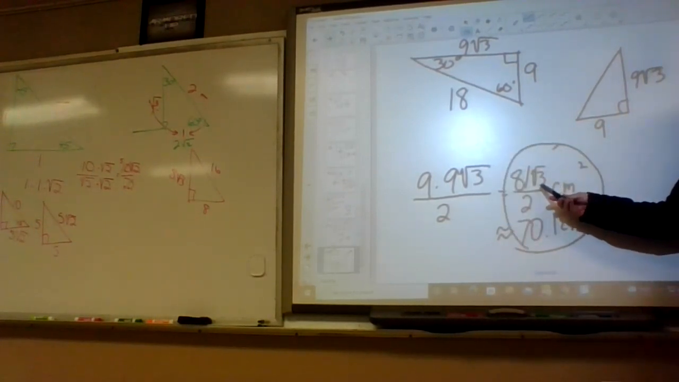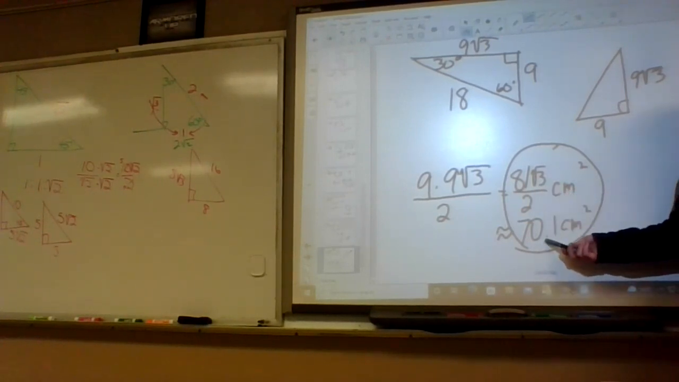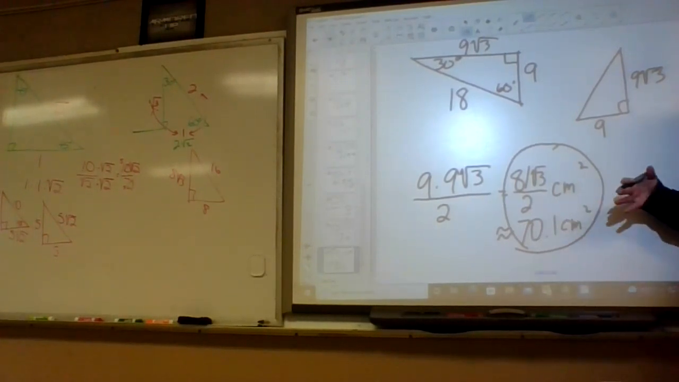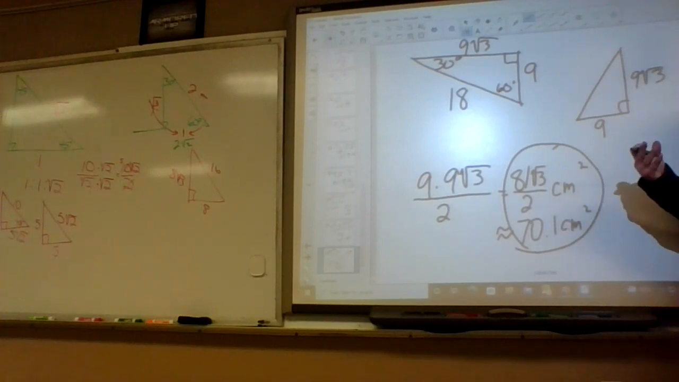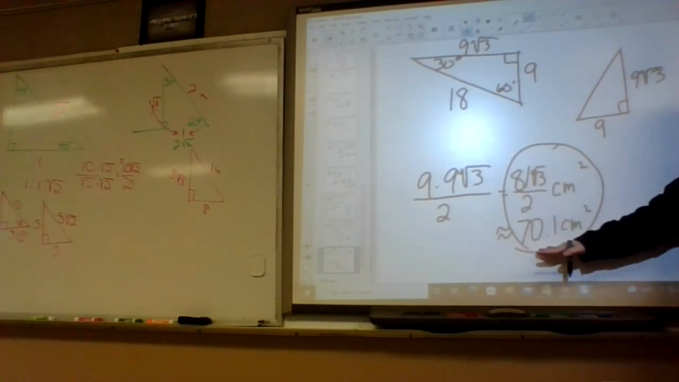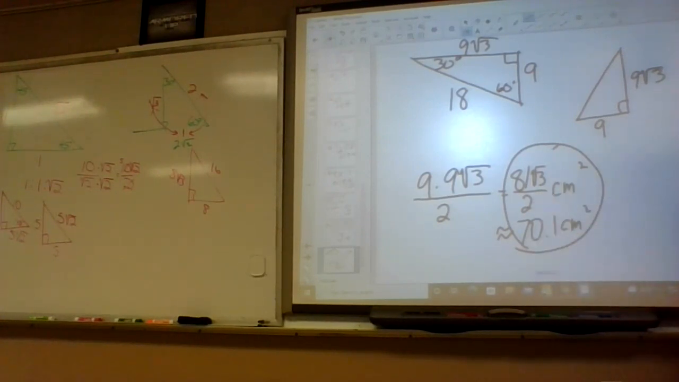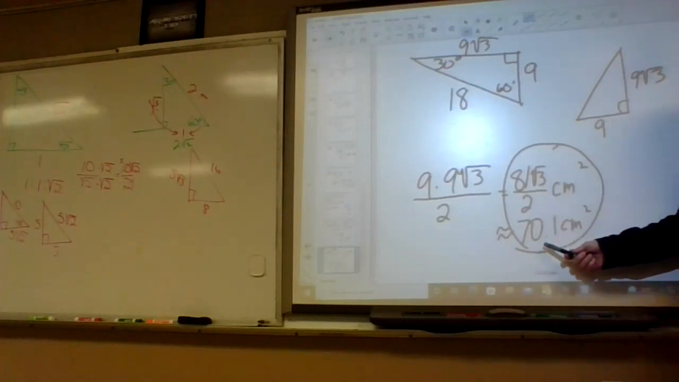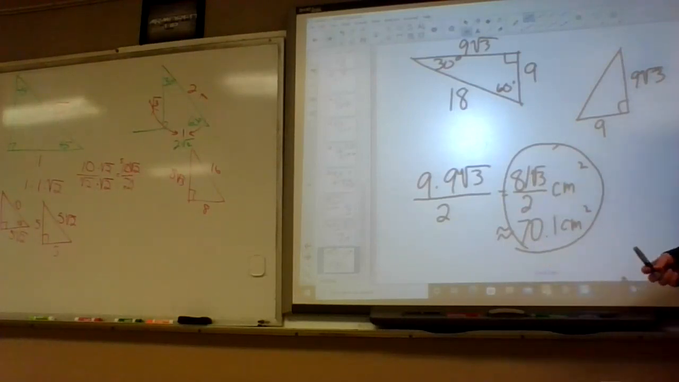So the top answer is technically better because it's an exact answer. The bottom answer might be more useful because in real life, if this is something a carpenter is cutting out or something, he's going to need the decimal answer, not that one. So this is the exact answer. This one might be more useful. Okay, anyways.